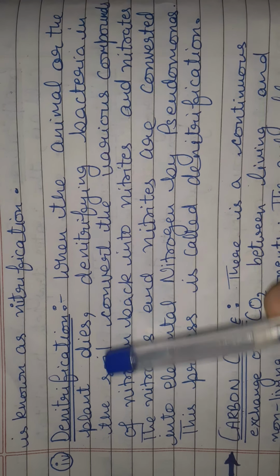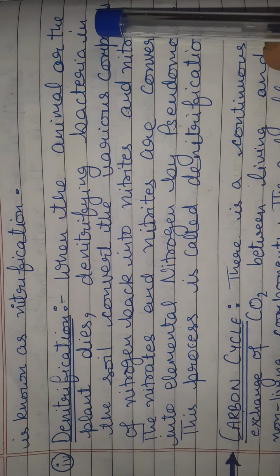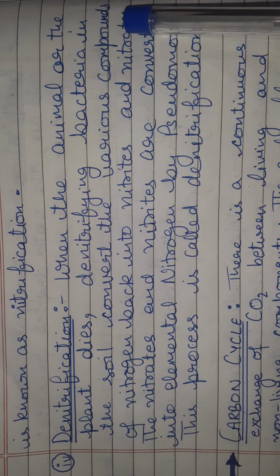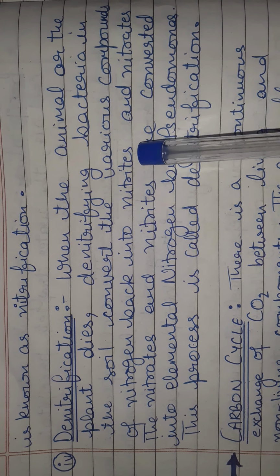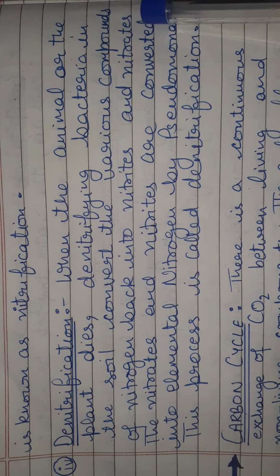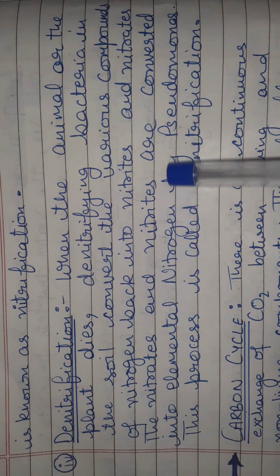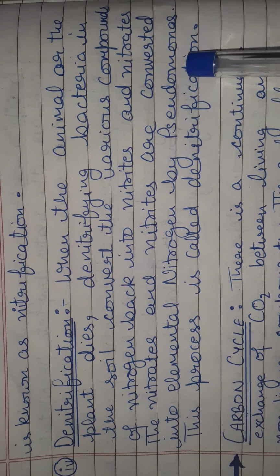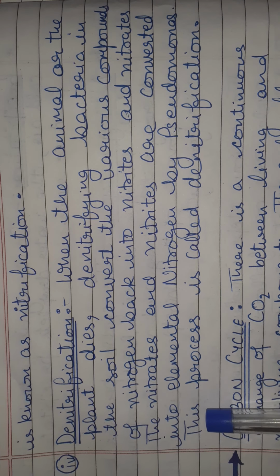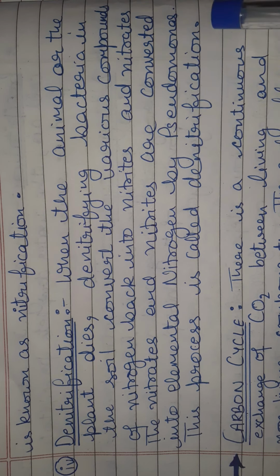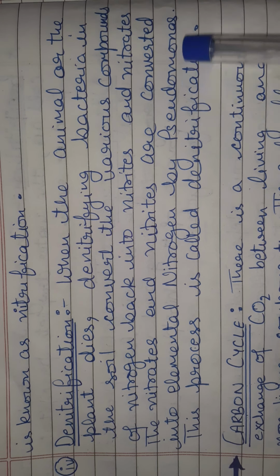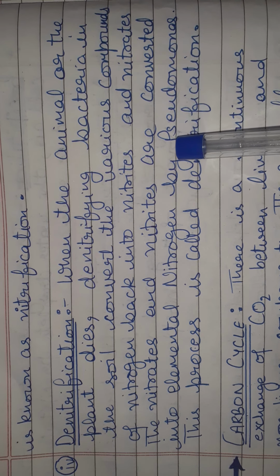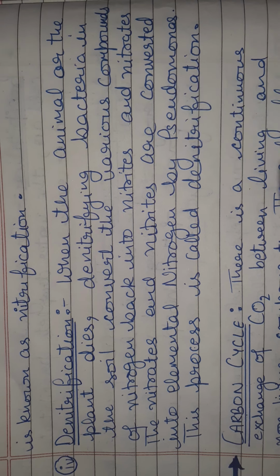When the animal or the plant dies, denitrifying bacteria in the soil convert the various compounds of nitrogen back into nitrites and nitrates. The nitrates and nitrites are converted into elemental nitrogen by pseudomonas. This process is called denitrification. In this word, pseudomonas, P is silent, but you have to write P.